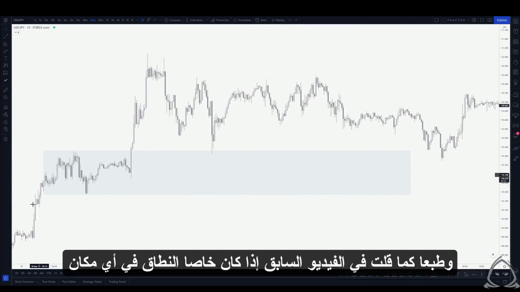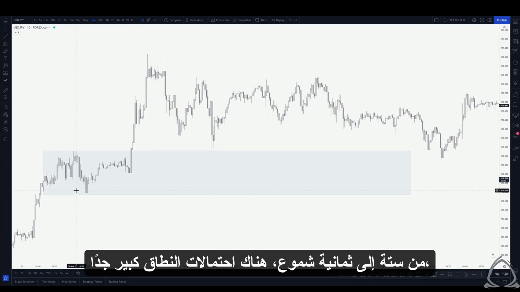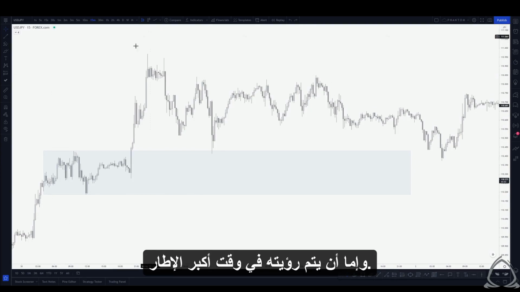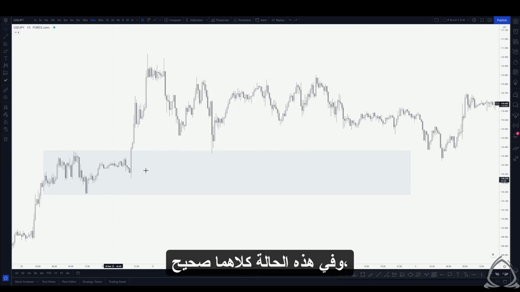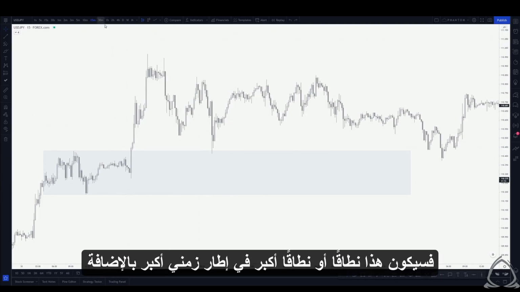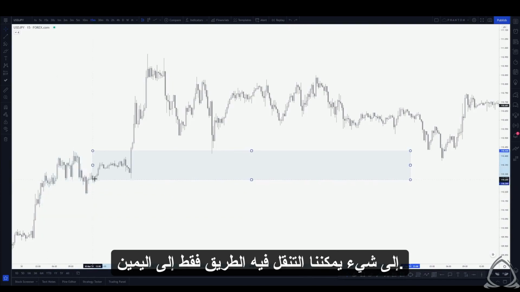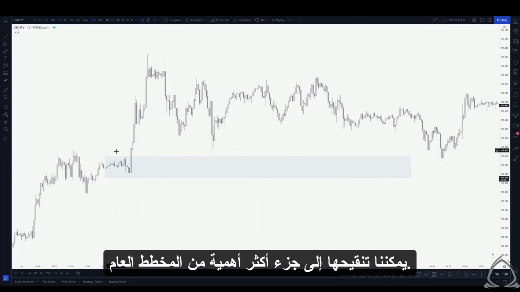Now, of course, like I said in the previous video, if the particular range is over anywhere from 6 to 8 candles, chances are that range is too large and is either going to be seen on a larger time frame or simply as a zone that maybe you shouldn't be focusing your attention on. And in this case, both are true. This would be a larger range or a range on a larger time frame, as well as something that we can navigate our way just to the right, and refine to a more important piece of the overall chart.